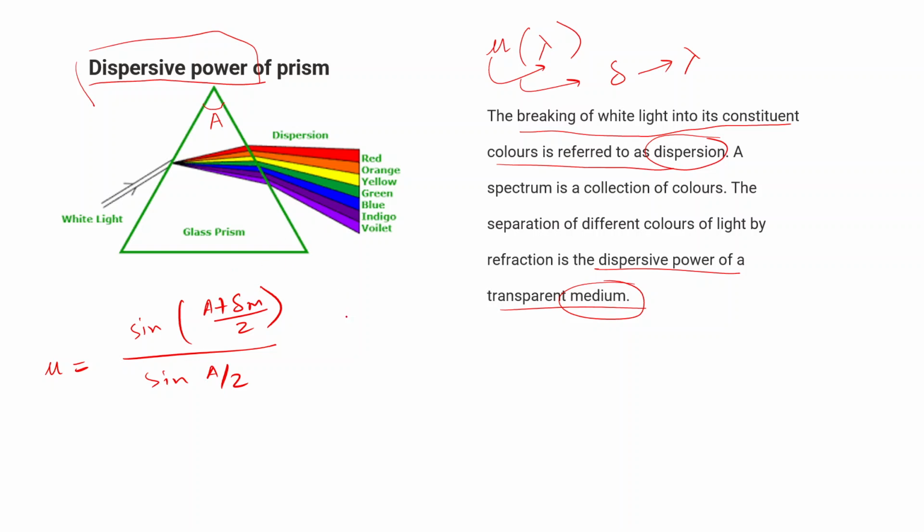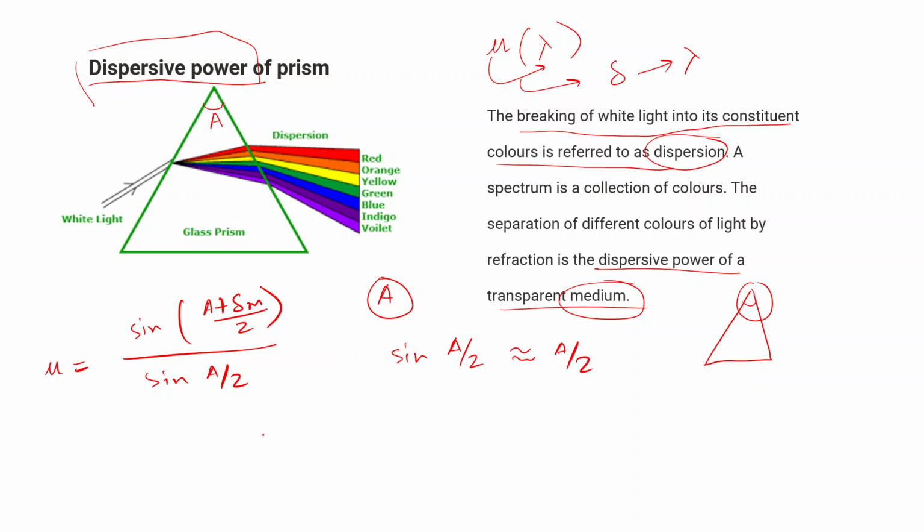Now here we are talking about a thin glass prism. What we mean by thin glass prism is, this refractive angle A is not too much, it's a small angle. It is small enough that we can approximate sine of A by 2 to A by 2.